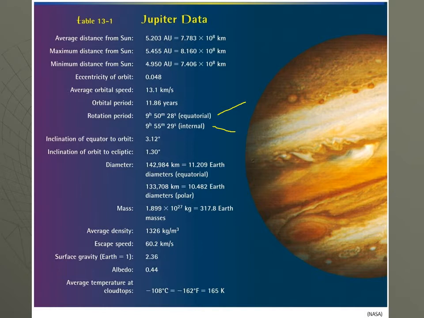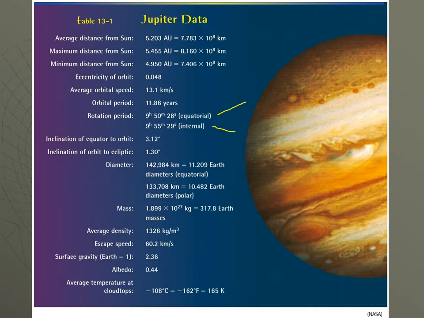Now, how does it get away with that? All parts of Earth rotate the same speed. All parts of Venus go around at the same time, all parts of Mercury do, and all parts of the Moon do, and even all parts of Mars. So why is Jupiter different? Well, Jupiter's not solid. So different parts of it can slide past one another.